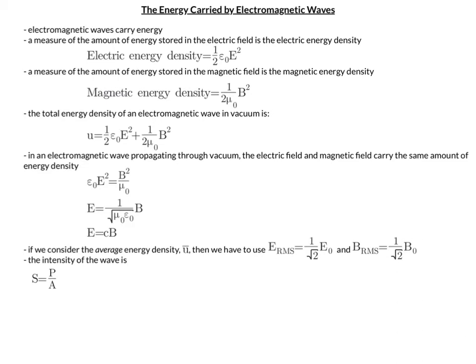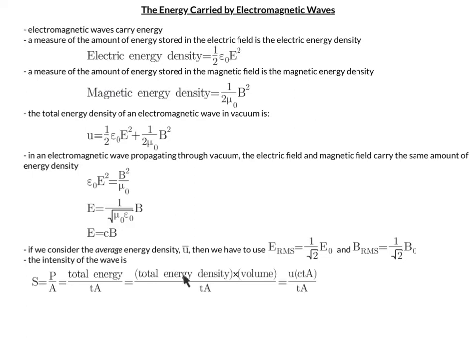Then we can talk about the intensity of a wave, of the electromagnetic wave, and we know that intensity S is power divided by area, but power is energy divided by time, so then intensity is energy divided by time times area, and energy is actually energy density times volume, and we still have to divide that by time times area. So energy density was just U from here, and then the volume is the area times, as it were, a height, if you want to think about it that way, to get a volume.